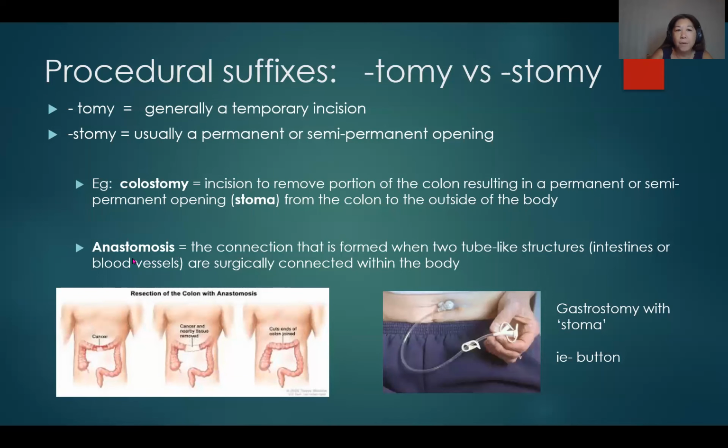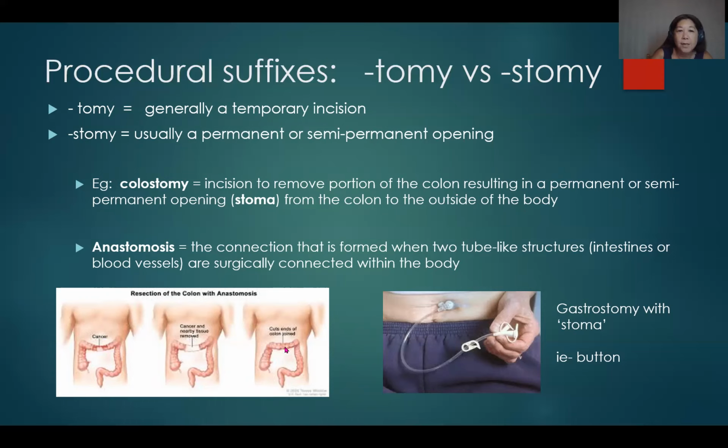Another term that you should be familiar with is anastomosis. So an anastomosis is a connection formed when two tube-like structures, such as the intestines or sometimes blood vessels, are then surgically connected within the body. So here's an example of a patient that had, say, a tumor in the transverse colon. And so they've removed the cancer, and then they will join up the two ends of the bowel together. Okay, and this, where it's joined, is known as an anastomosis.